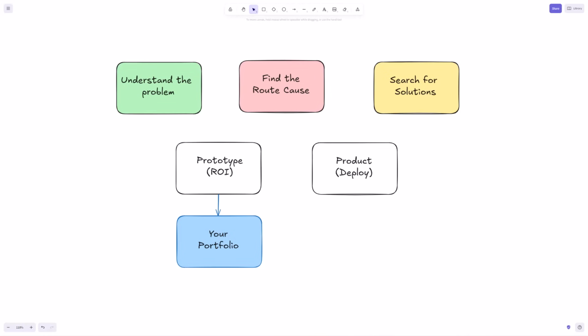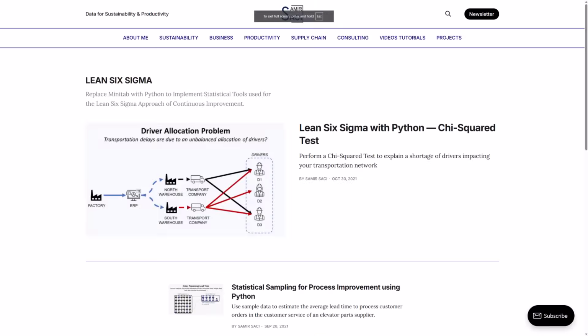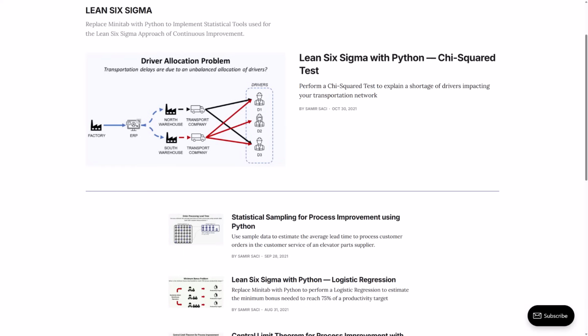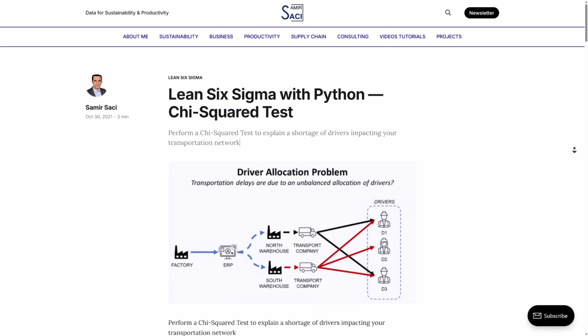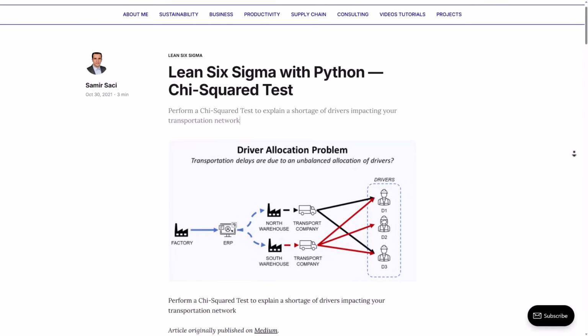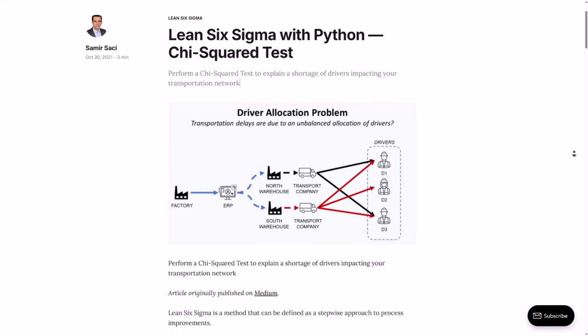And I will show you that in the article, in my blog. So here you have multiple mathematical and statistical tools that can help you to find the root cause of a specific issue in a process. For instance, here, the driver allocation problem is a factory that is delivered for the inbound, so I think it's raw materials, from two different routes.